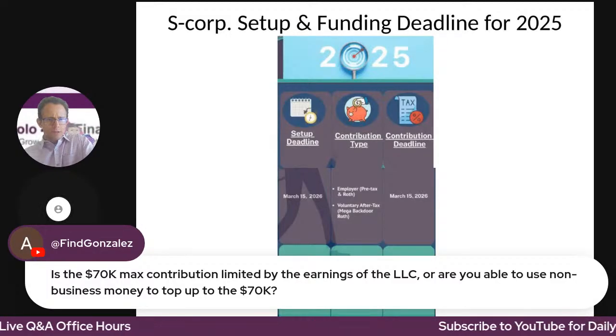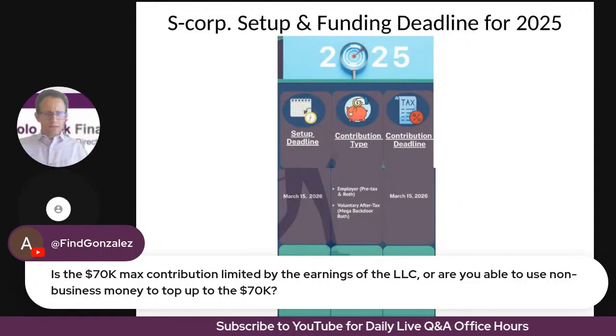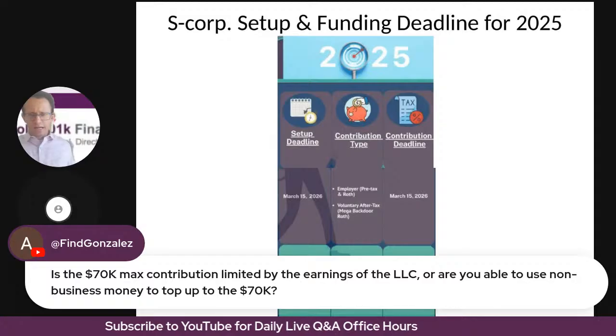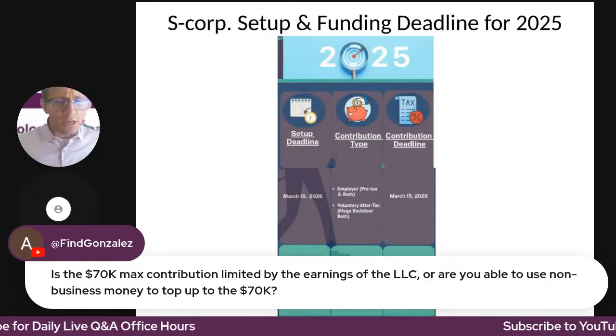So, at 70,000, the max contribution limit by earnings of the LLC, are you able to use non-business money to pump up to 70,000? Good question.